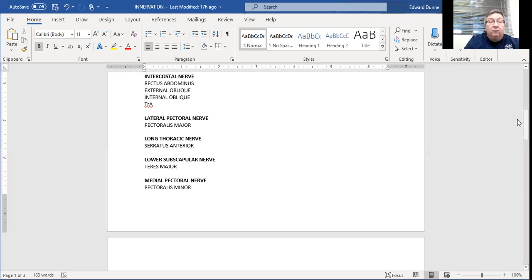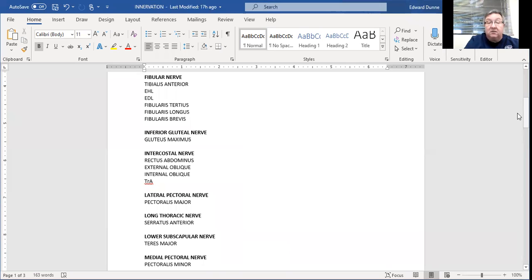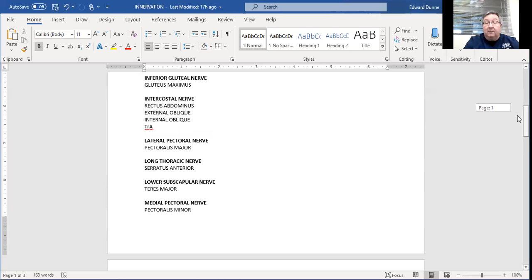The lateral pectoral nerve, well, the pectoralis major is innervated by the lateral pectoral nerve. Okay, so again, when we're looking at specific muscles like gluteus maximus, it's the inferior gluteal nerve. You'll have to understand that there really is only one muscle that is innervated by that nerve. Well, the same thing with the pectoralis major. All right. The pectoralis major is the lateral pectoral nerve.